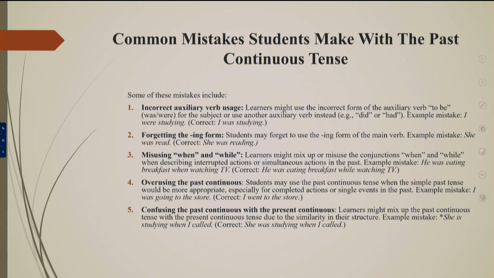Another mistake is forgetting the ing form. Students may forget to use the ing form of the main verb. We have here an example of mistake. She was read. It's incorrect. Correct is she was reading.